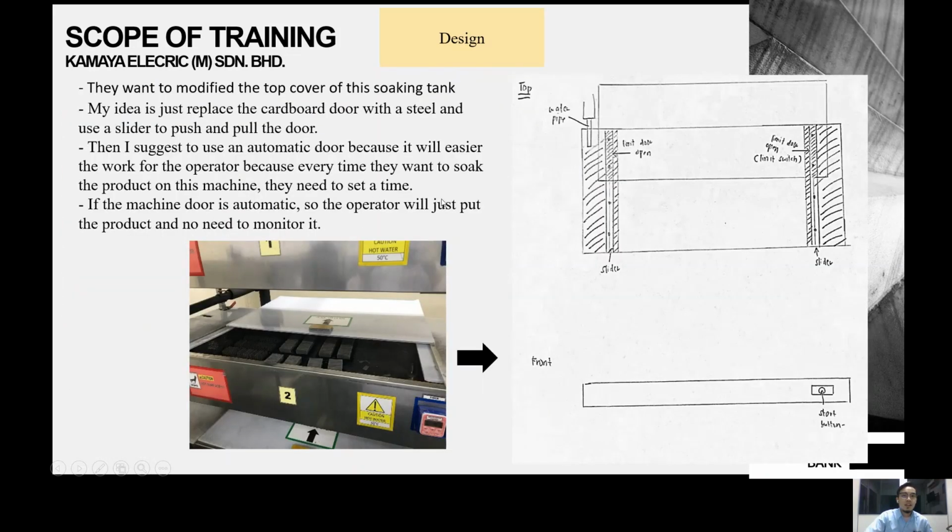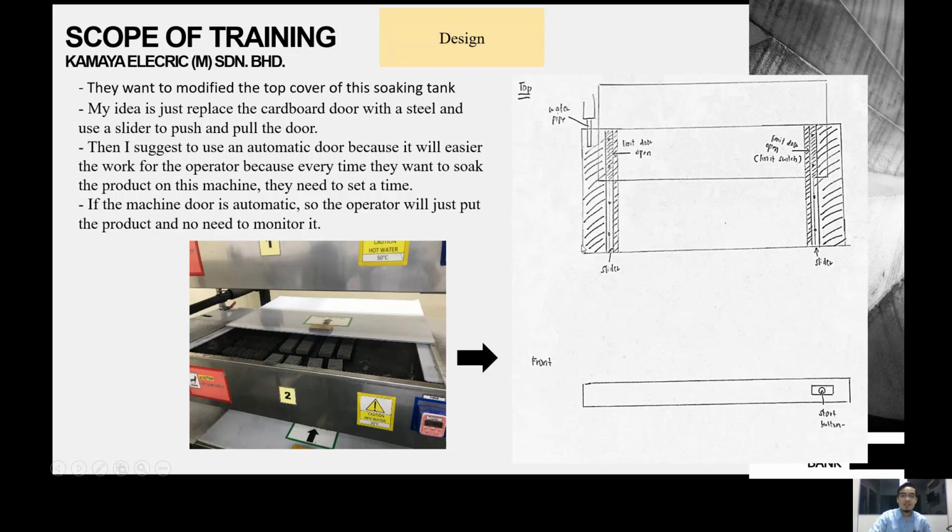For this design, the original table uses cardboard, and my idea is to replace the cardboard with steel and use a slider to push and pull the door. I suggest using an automatic door because it will make the work easier for the operator, because every time they want to stock the product on the machine, they need to set a time. If the machine door is automatic, the operator will just put the product and no need to monitor.